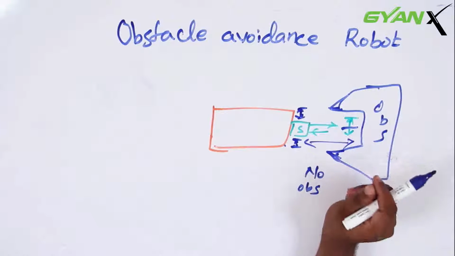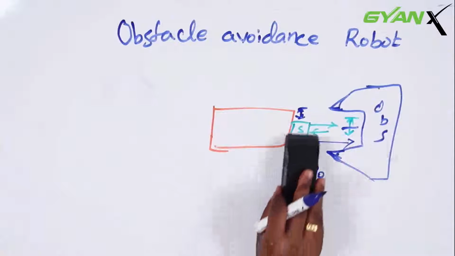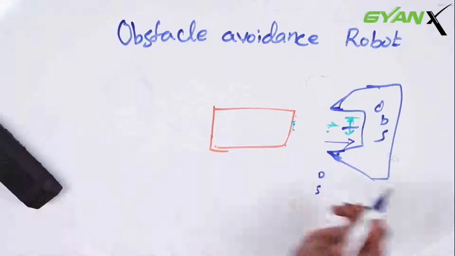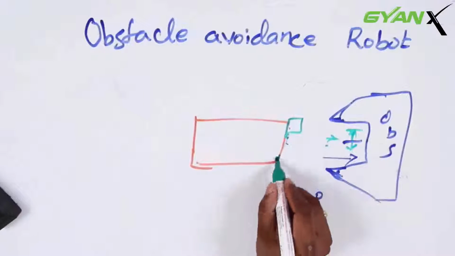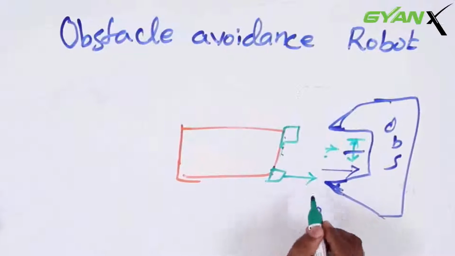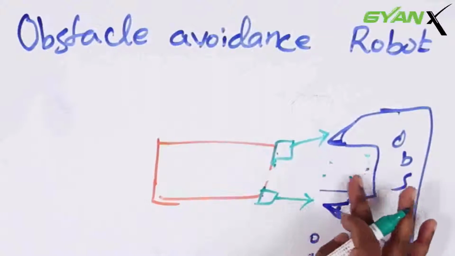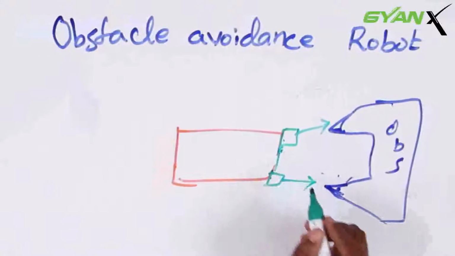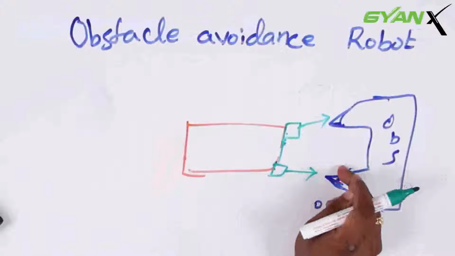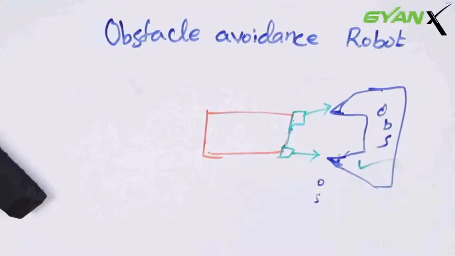What can we do? A pretty simple change in the structure. We can put one sensor here and one sensor here. This sensor will take care of this side, and this sensor will take care of that side. There is no middle sensor now. So you can have two sensors on the two sides, and these two sensors can save your robot by avoiding this obstacle. So two sensors are required.